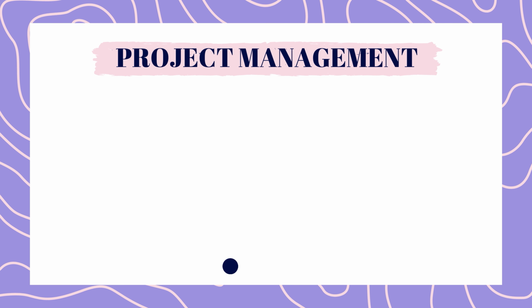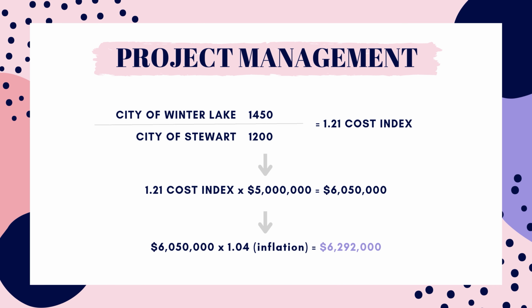$6,295,000. The way they show how to solve for this in the textbooks is to figure out the cost index factor first. So we take the cost index of City of Winter Lake and divide that by the index for the City of Stuart, which gives us 1.21. We then take our 1.21 cost index factor and multiply that by the cost in the City of Stuart of $5 million, and we get $6,050,000.